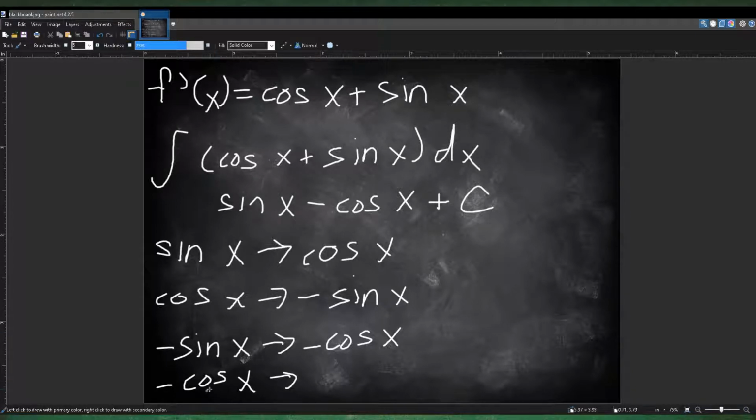The derivative of negative cosine of x, well, you just have to do the derivative of cosine of x, which is negative sine of x, right? Negative sine of x times that negative is sine of x. And now you're looping back here. So you have to do the derivative of sine of x. So you're just going through the cycle.